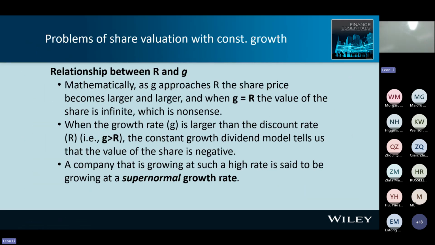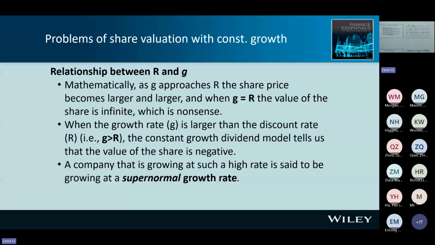So on this slide, we discuss the relation between R and G. We discuss a special case, 1, when G is equal to R. When the dividend growth rate is equal to our required return. So let me show you my handwritten note here. This is our DGM model formula. If G is equal to R, you can see R minus G is 0. That means P0 is infinity. It makes no sense.